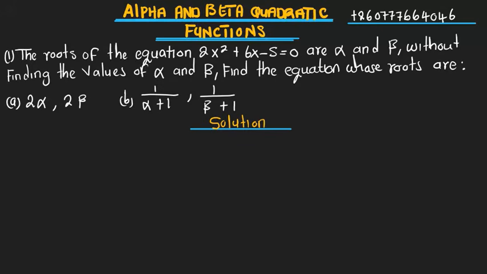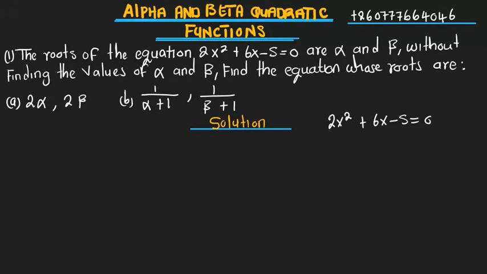We have the question where they're saying the roots of the equation. Okay, we have been given an equation. The equation is 2x power 2 plus 6x minus 5 is equal to 0. They're saying alpha and beta. Without finding the values of alpha and beta, find the equation whose roots are 2 alpha, 2 beta, then 1 over alpha plus 1, comma 1 over beta plus 1.